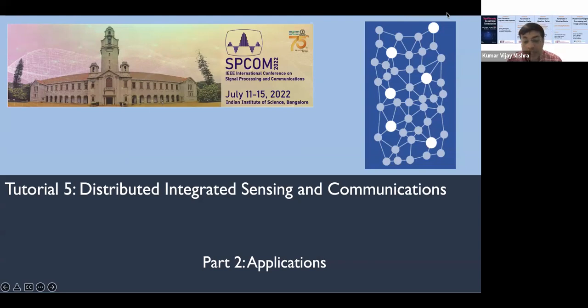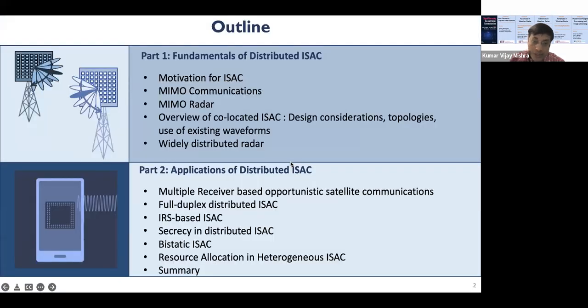So far we looked into concepts for standalone distributed radar and distributed comms. Now we bring the two things together, and then we look into some examples and the issues. I'll first summarize some of the issues that we should consider while designing a distributed ISAC.